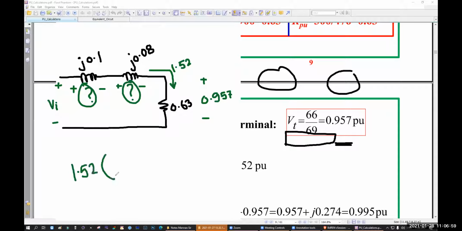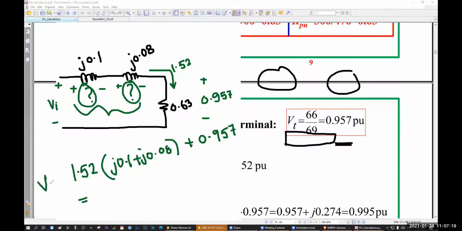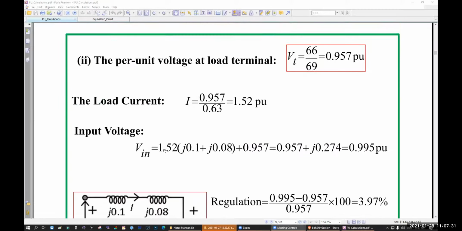0.1 into 1.52, j0.1. This is the voltage of these two, right? Then what is this voltage? This is your total voltage V1. Do you understand? Ibrahim, Shoaib, do you get it? Yes, sir. Now, if you do this, you get something like this, right?